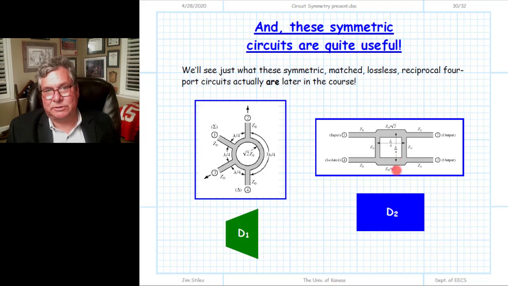If it's matched, lossless, reciprocal, we know then that it must be the quote-unquote symmetric solution for that matched lossless reciprocal four-port device. So again, we look at that and say, well, gosh, this must have a circuit of this level of symmetry. And in fact, here is one circuit that will match lossless reciprocal for the symmetric solution, and it sure enough has two planes of bilateral symmetry and one of rotation around 180 degrees.